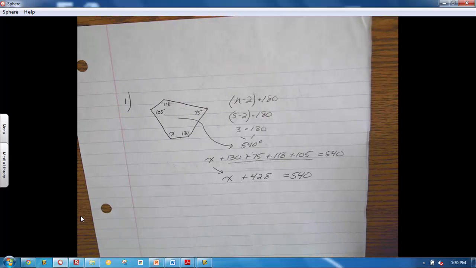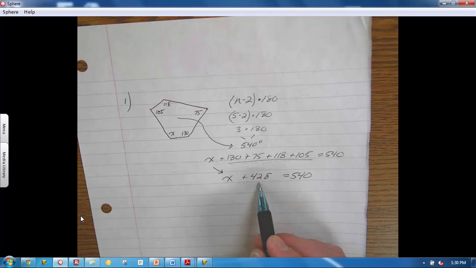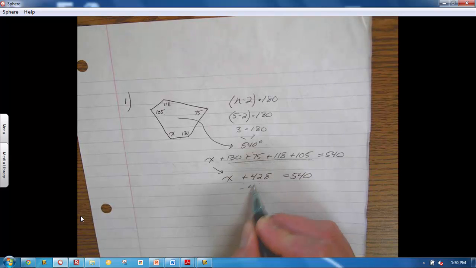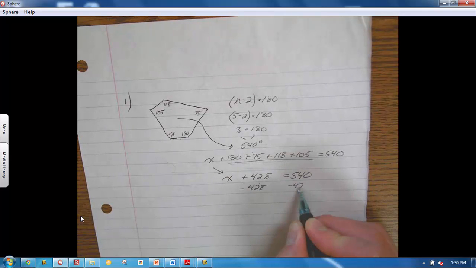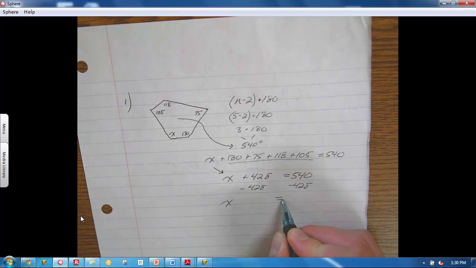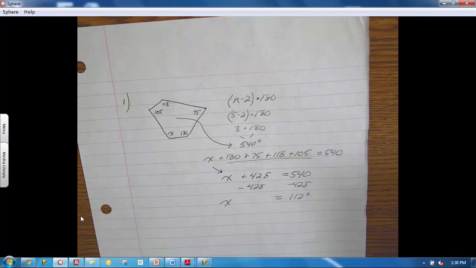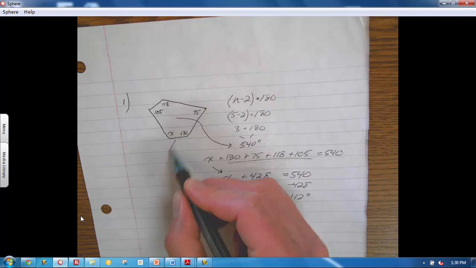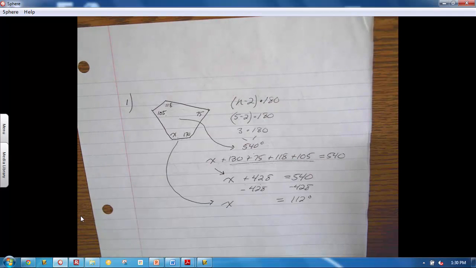And now we just have a one-step equation here. To get rid of a plus 428, we subtract 428 from both sides, leaving me with x on the left and 112 degrees on the right. So the missing angle measure all the way back here is 112 degrees.